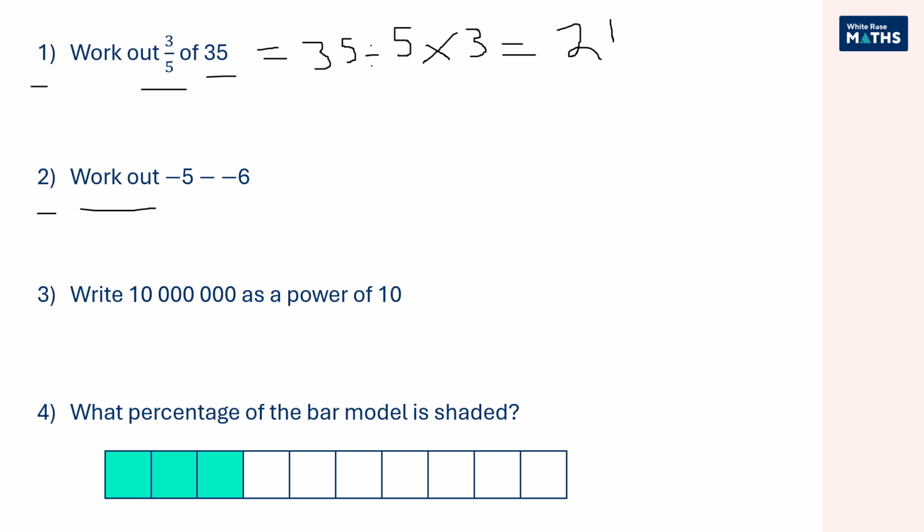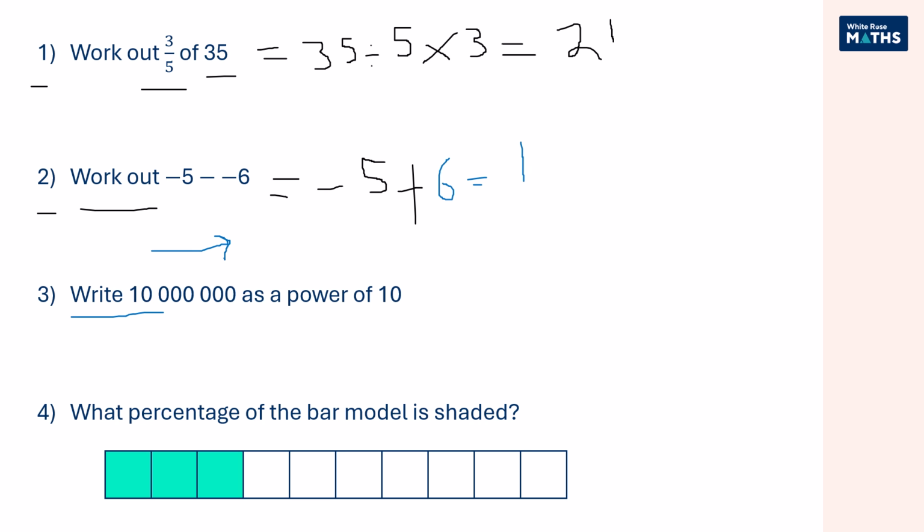Number 2, work out -5 minus 6. So if you subtract a negative, that turns this sign to a plus. So it's -5 plus 6, -5 add 6. When we do that, guys, we're going to get the answer of 1. Positive 1. So if you subtract the negative, that becomes a positive. -5 plus 6. So we start at -5, go 6 units to the right.